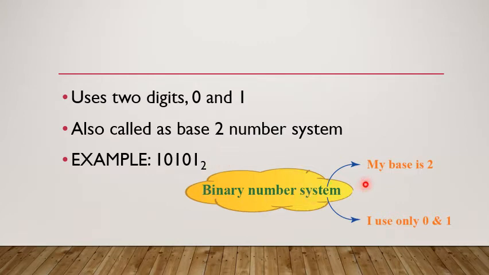Binary number system, you can see here the base is 2. Here we are writing the 2, that is indicating the base. And what is the base number for binary? That is 2. Okay, I use only 0 and 1. So binary system is saying that my base is 2, and I use only two digits, and these are 0 and 1.